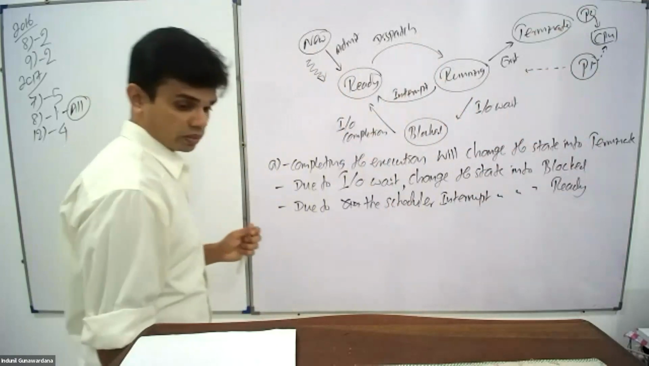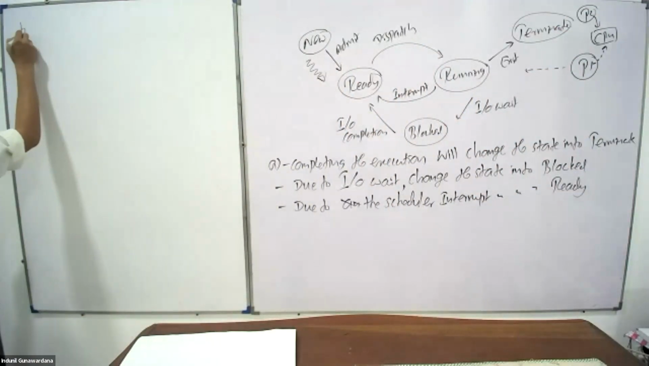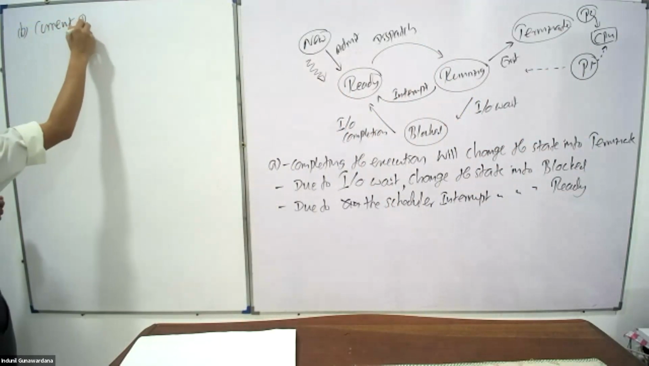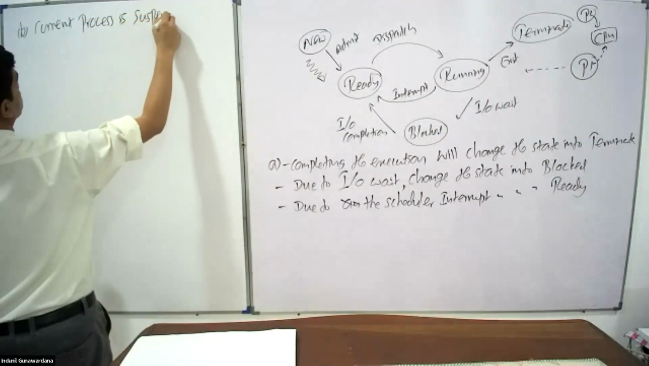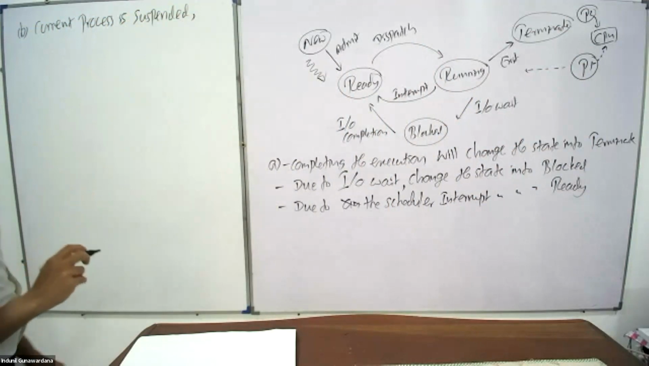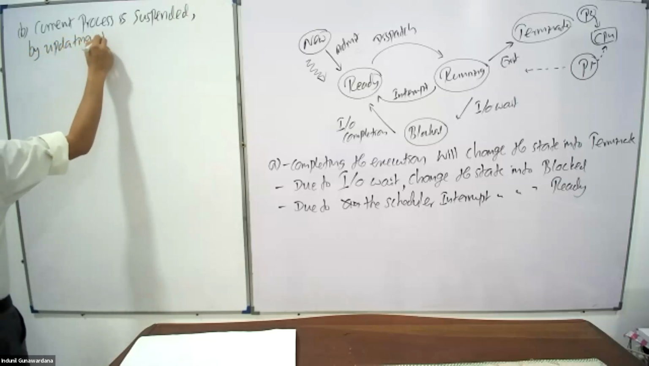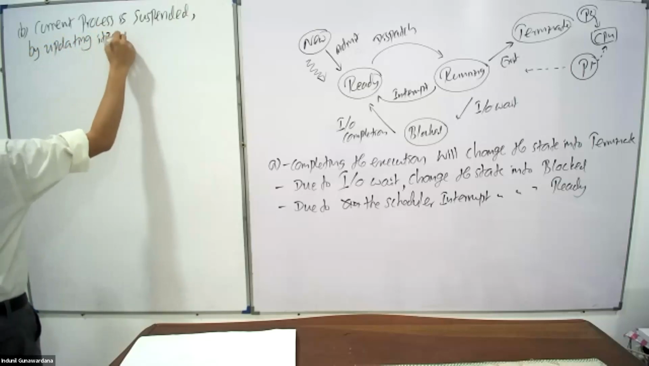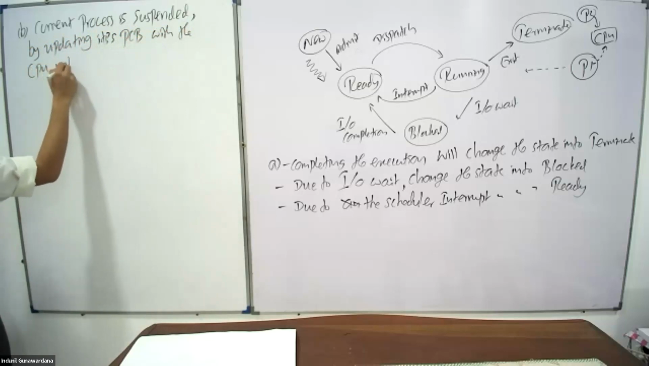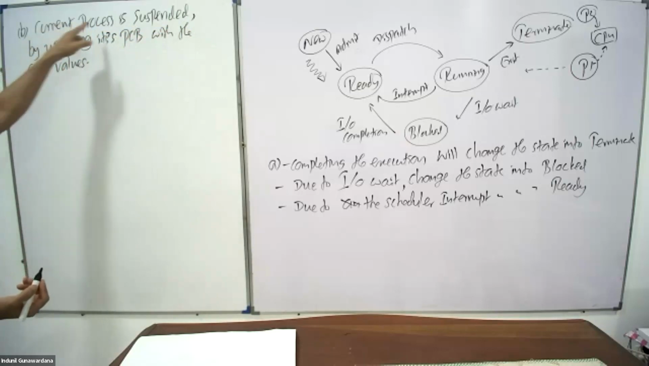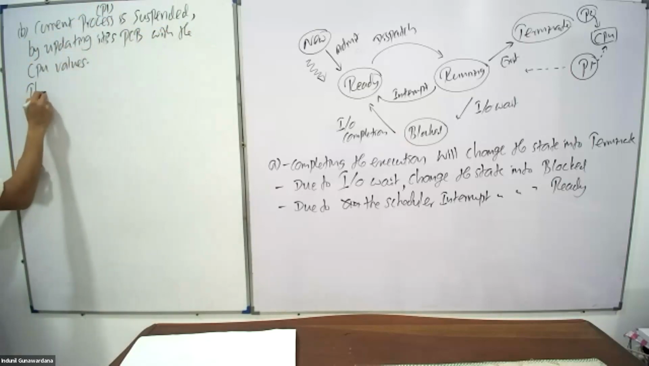Right. So if you write it, I'll just use this side. Part B. The current process is suspended by updating its PCB with the CPU values. If you want, you can say P1 here, right? Okay.